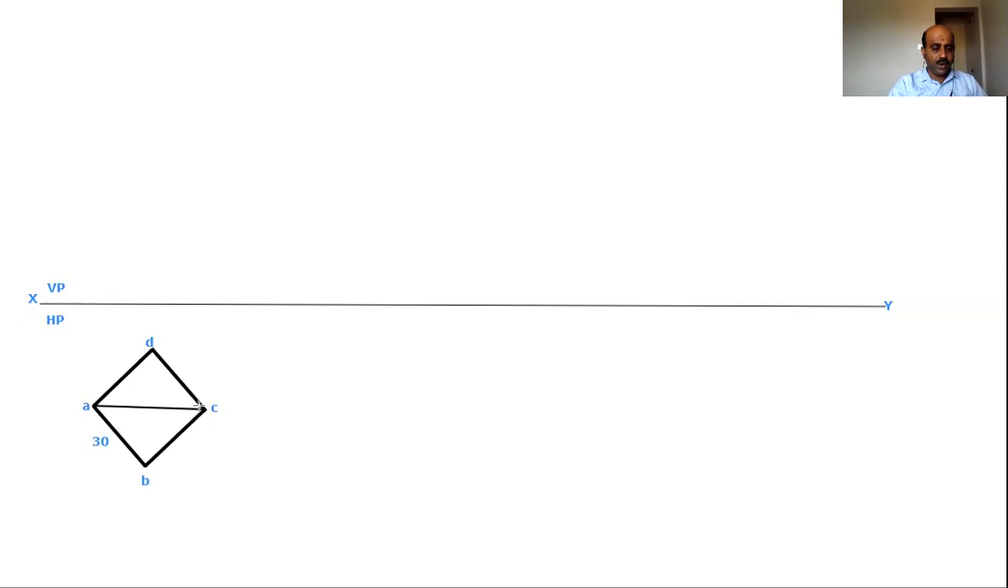So you have to show only the two diagonals. One is A to C, another one is B to D. But A to C is the one which is parallel to both HP and VP, and hence you can get the true length of the diagonal. So AC is the diagonal which has the true length. Okay.